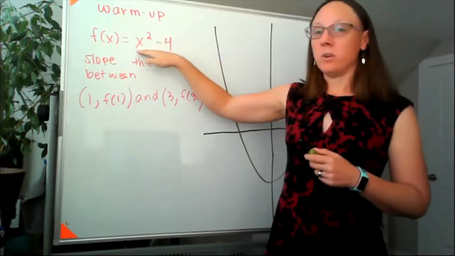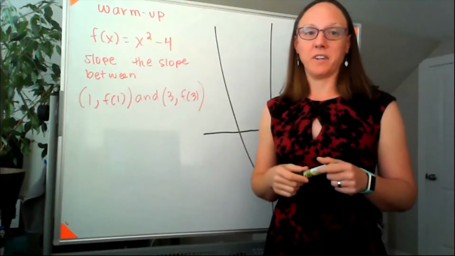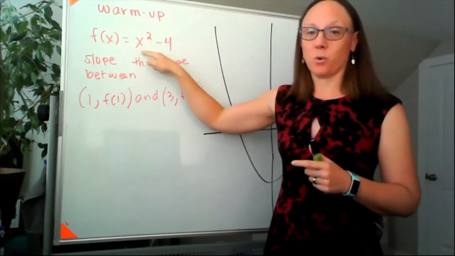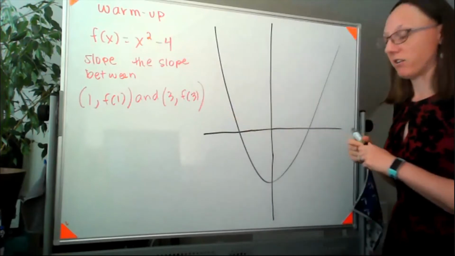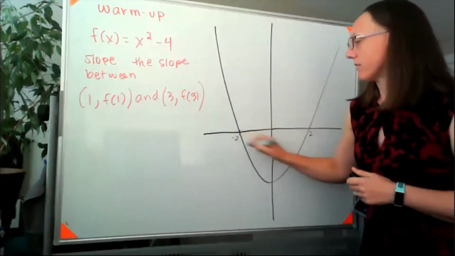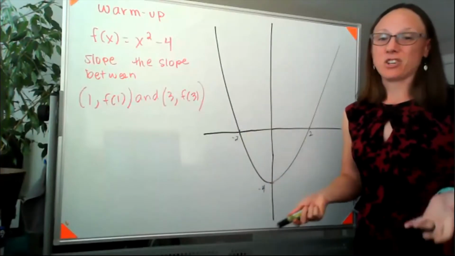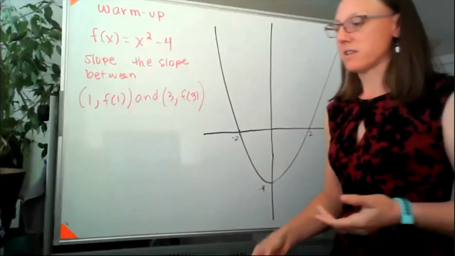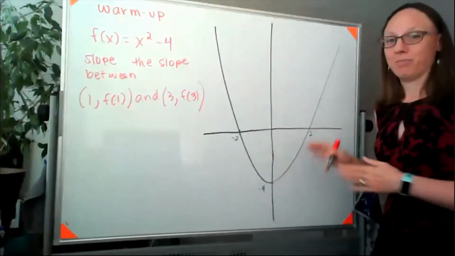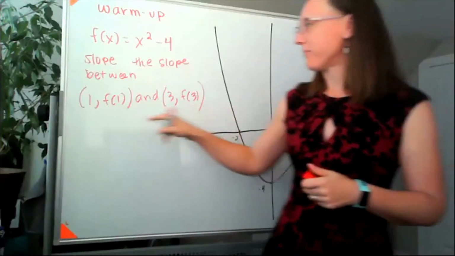I know that I can find the x-intercepts by setting that whole thing equal to 0, meaning that x equals plus or minus 2 are going to be those intercepts. So I know that's at x equals 2 and x equals negative 2, and the y-intercept is down here at negative 4. I didn't actually ask you to label any of those things, but just for reference, they're going to help us anchor the points that I did ask about.